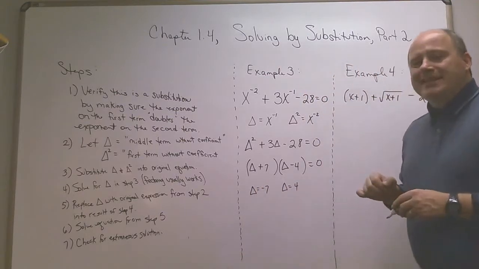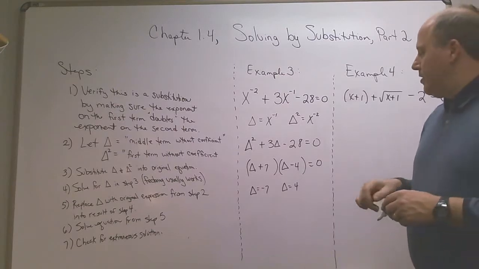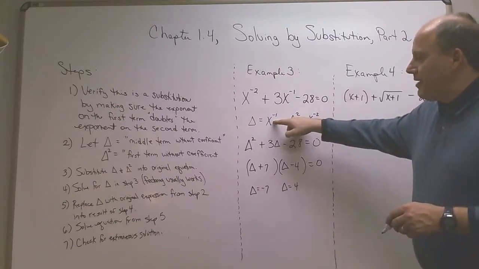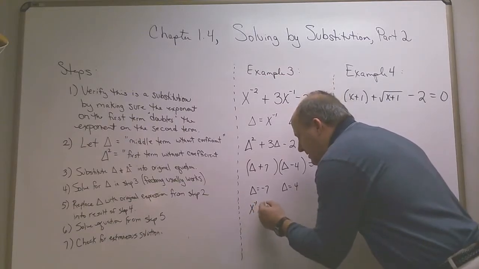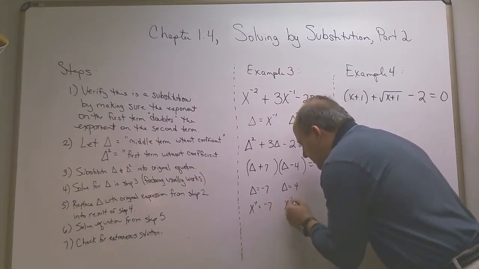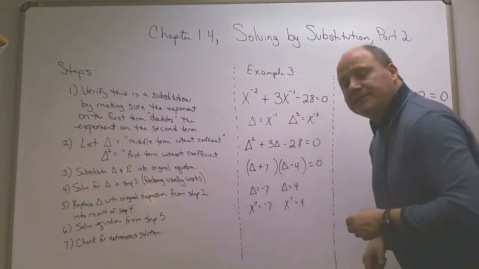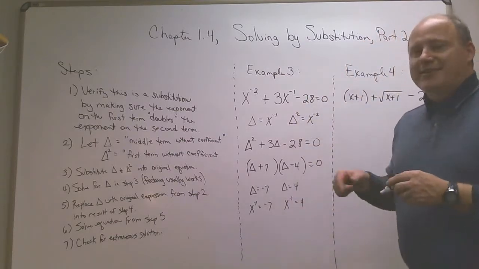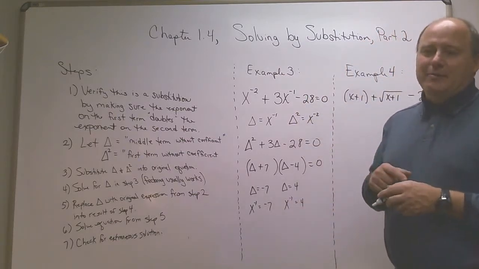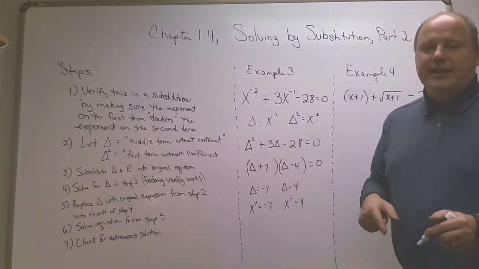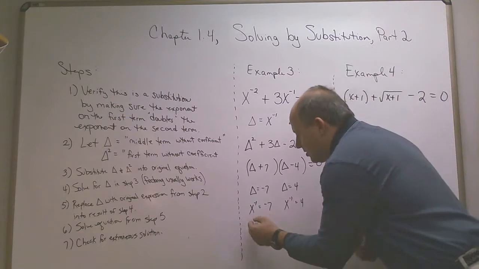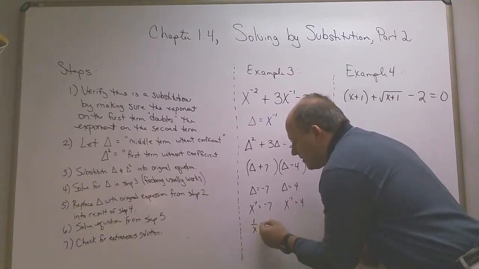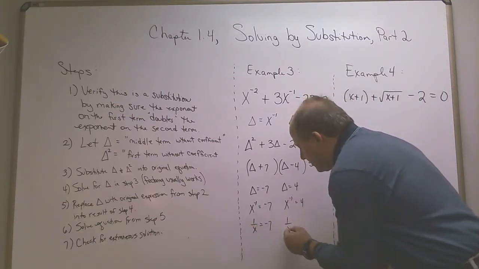Now, if you're going to miss it, this is probably where you're going to miss it. You have to replace delta back with x to the -1. The reason people would miss this quite often is that they don't know how to solve this particular thing. You just got to remember x to the -1 is 1 over x. And if you can remember that, everything else is pretty easy. So x to the -1 is 1 over x equals -7, and this one's 1 over x equals 4.